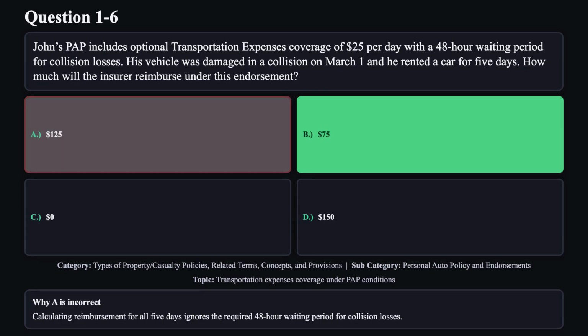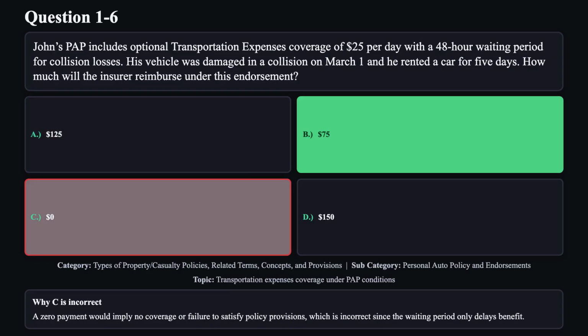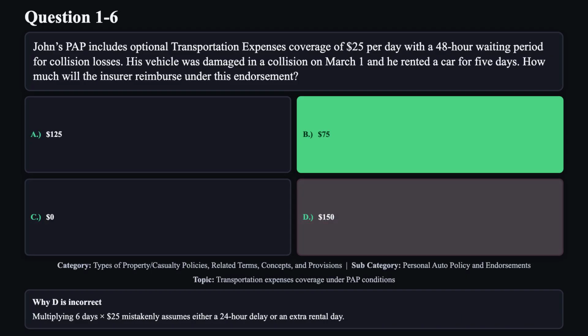Reason A is not correct. Calculating reimbursement for all 5 days ignores the required 48-hour waiting period for collision losses. Reason C is not correct. A zero payment would imply no coverage or failure to satisfy policy provisions, which is incorrect since the waiting period only delays benefit. Reason D is not correct. Multiplying 6 days multiplied by $25 mistakenly assumes either a 24-hour delay or an extra rental day.